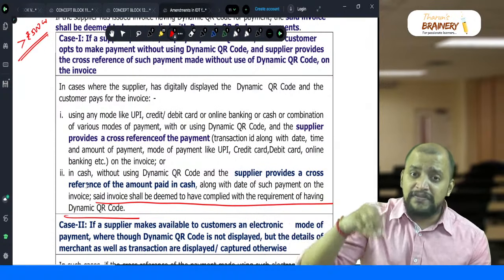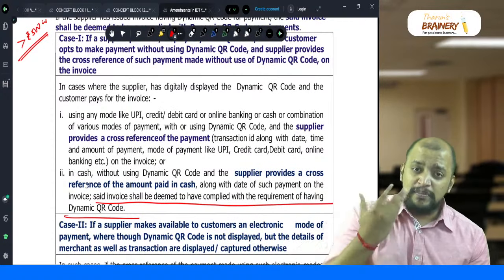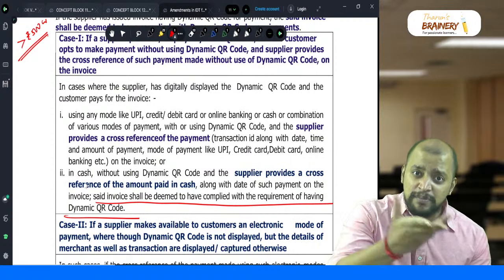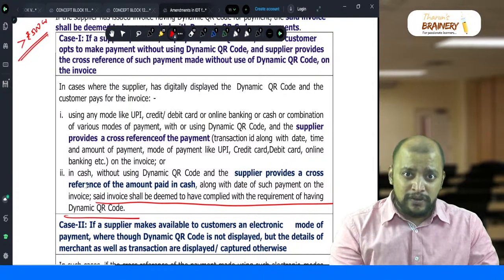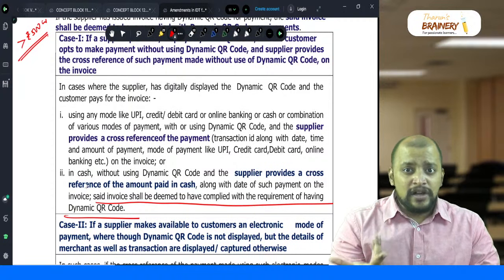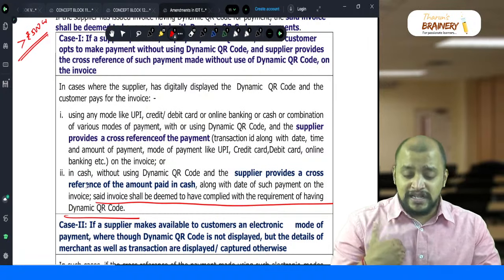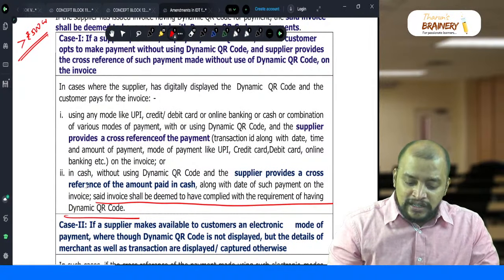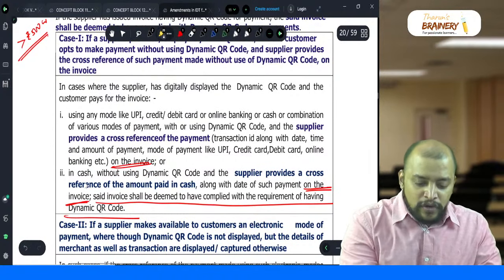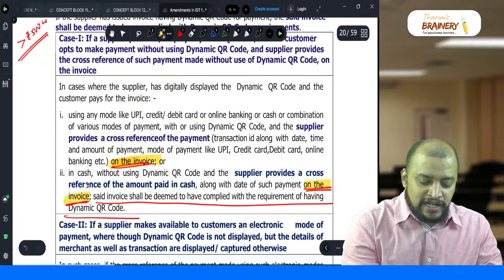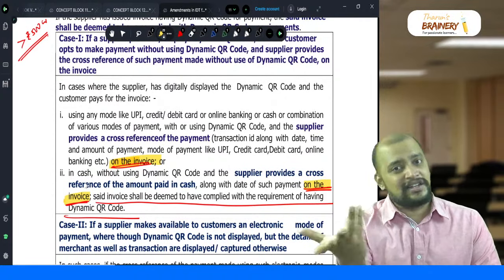Listen. This fact needs to be entered in the invoice, which means the payment is made when? The payment is made before the invoice. Sir, how will I enter the fact in the invoice? Will I do time travel, go back and enter it again? Not possible. If the payment is received before preparing the invoice, then I can enter the cross reference in the invoice. Otherwise, I cannot enter it.